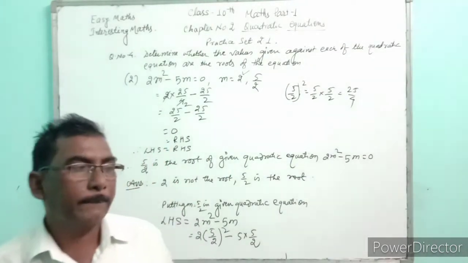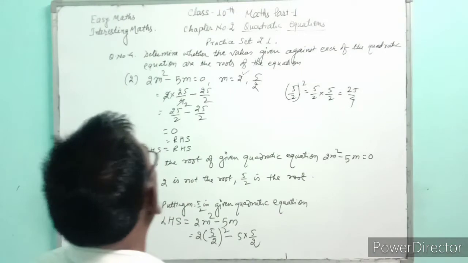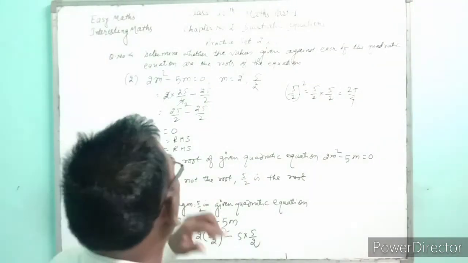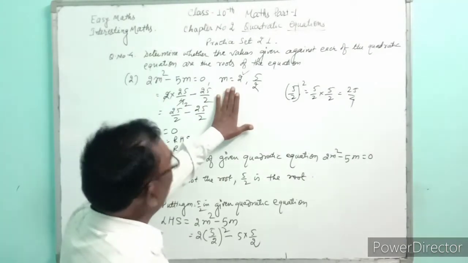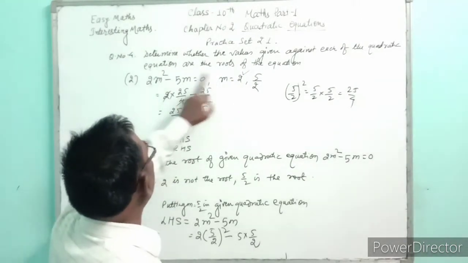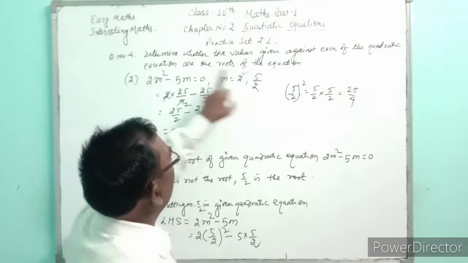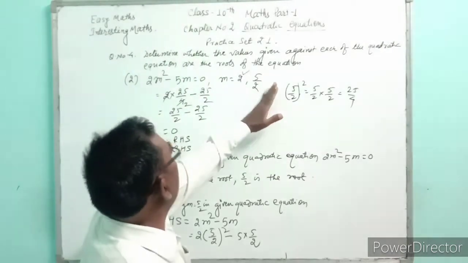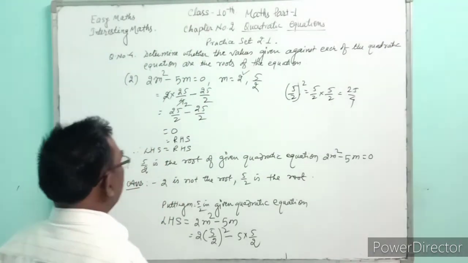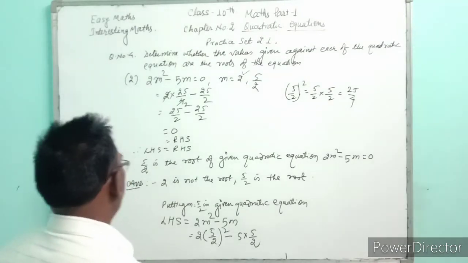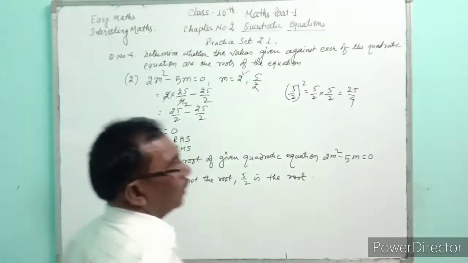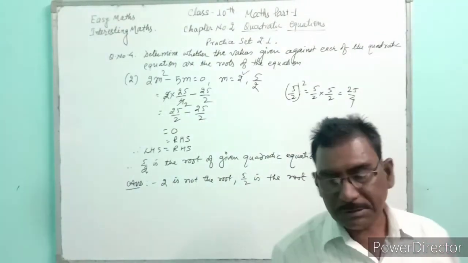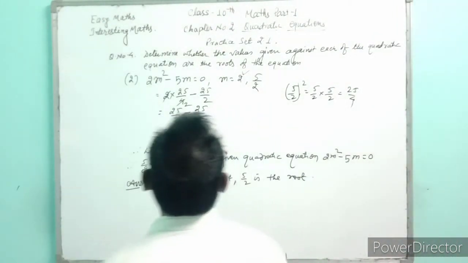Okay. In this way, we have checked two values of m, and out of these two values, m equal to 2 is not the root of this quadratic equation, and m is equal to 5 by 2 is the root of this quadratic equation. Okay. Now we see question number 5.